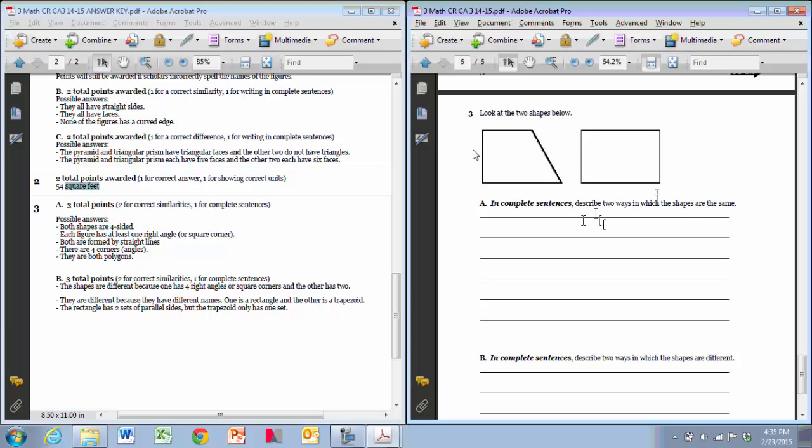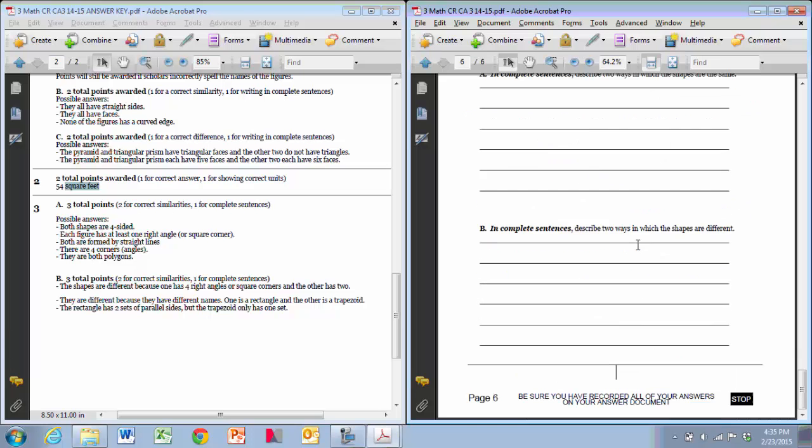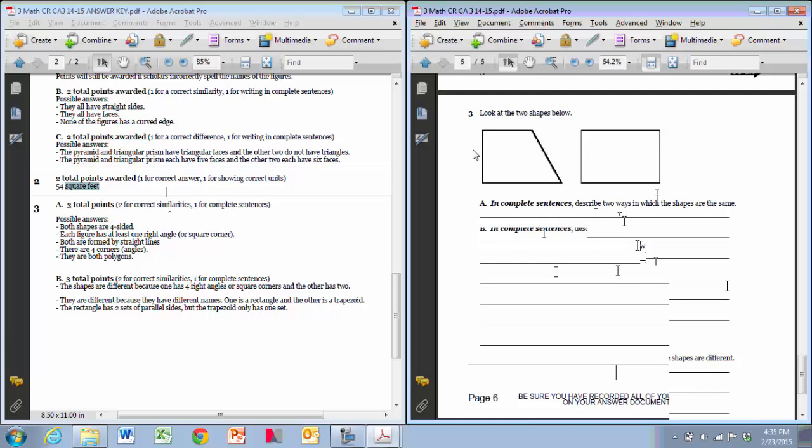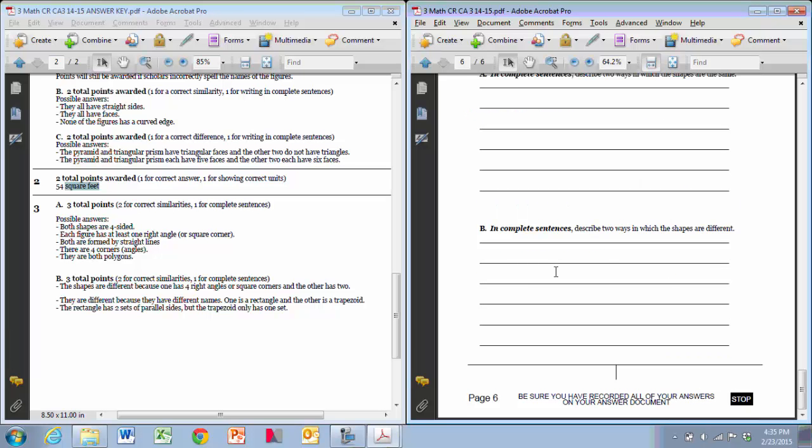So they could write something like, both of these shapes are quadrilaterals and have at least 1 right angle. You'll notice that there are other possible answers right over here. So this is worth a total of 3 points. And then part B is also worth a total of 3 points that says describe two ways in which the shapes are different. So there's a few different ways that they could answer this.